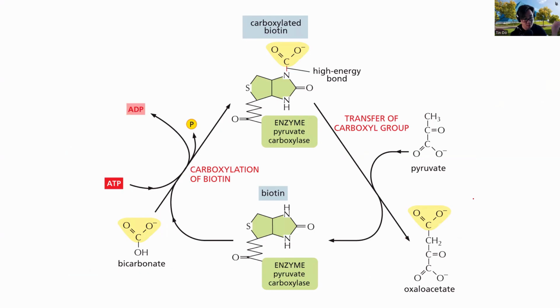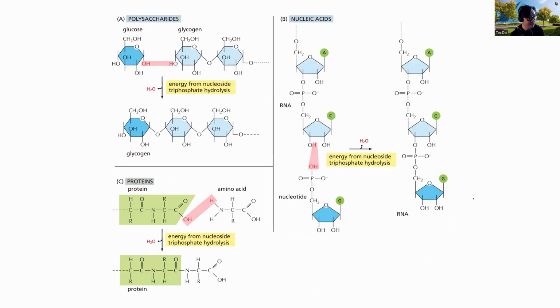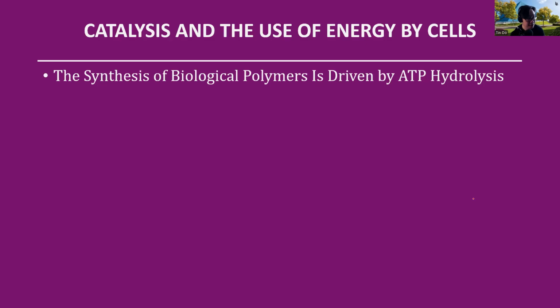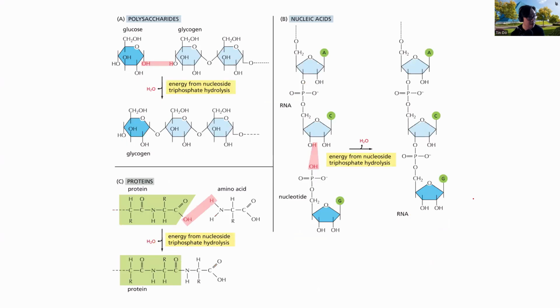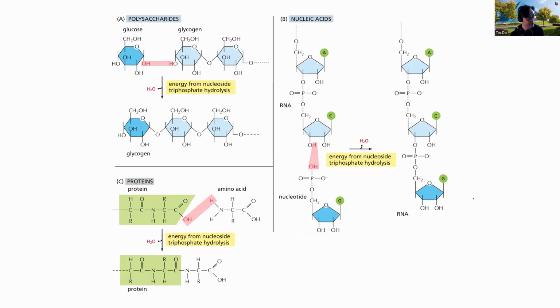We're in chapter 2 right now. We will talk about this, I believe, in chapter 5 or 6. But yeah, the synthesis of biological polymers and ATP hydrolysis. Hydrolysis means breaking using water. So we're using water, breaking ATP apart, and with the extra phosphate energy that just got released, we synthesize things together.